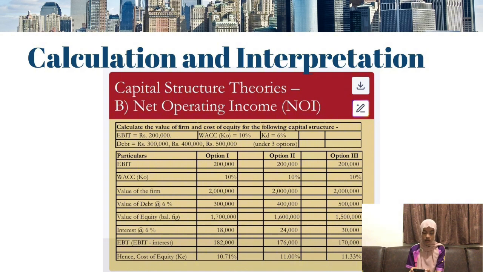The cost of equity is computed by dividing the EBIT minus the interest over the value of the equity, market value of equity. So here's the option 1, we have the 182,000 divided by the 1,700,000, which gives us 10.71%. That's the process. And then same process will apply with the option 2 and option 3.